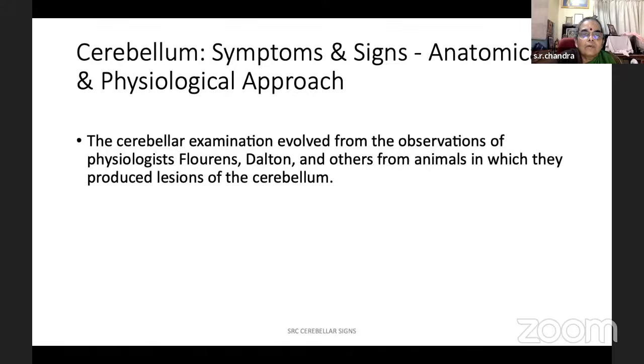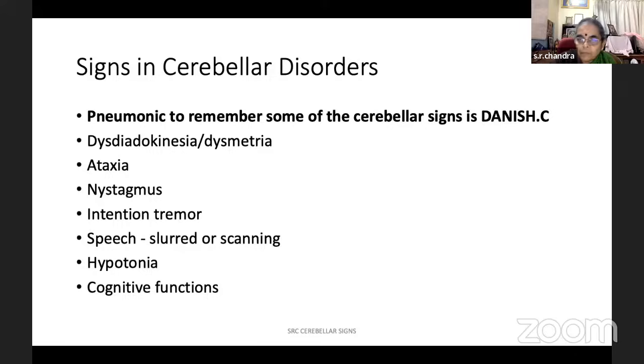As we all know, the cerebellar localization came into existence by the experiments of physiologists like Flourens, Dalton, and others on animals, putting lesions in the cerebellum. That started the cerebellar localization.